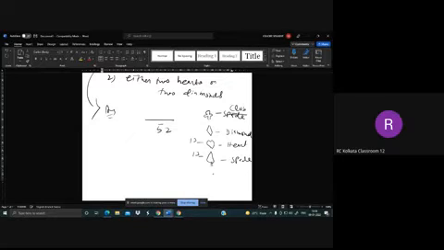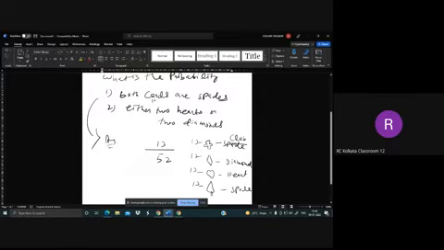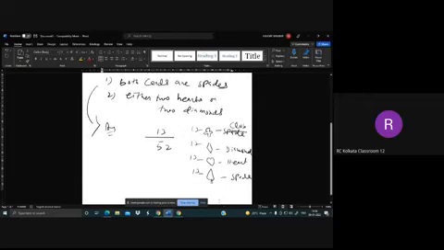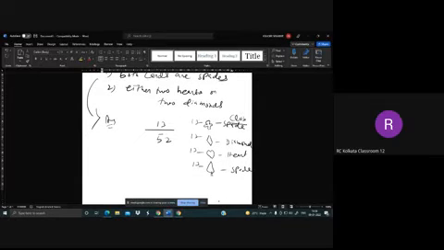13, 13, 13, and 13. So there are 13 cards which are spades. Okay, so now look at this. Both cards are spades. So both cards being spades means one is 13 by 52, and the next event will again be 13 by 52.